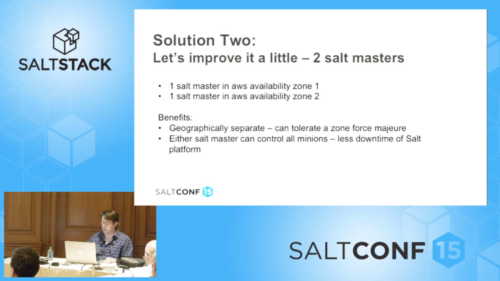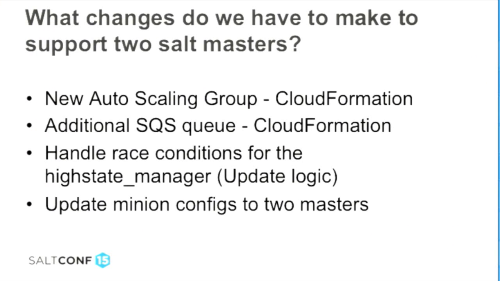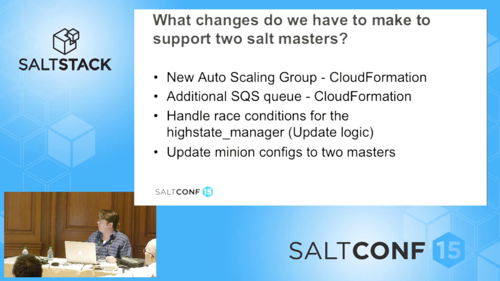Okay, so what changes do we have to make if we want to do this? The one salt master worked kind of easily, so maybe we can just iterate on this and go a little further. What we could do is add another autoscaling group with a set number of salt masters as 1, and just put it in a different availability zone. Before we had 1 SQS queue, so now, since we want the master to get the same messages as the other master, we'll add an additional SQS queue and just make it an additional endpoint to SNS.